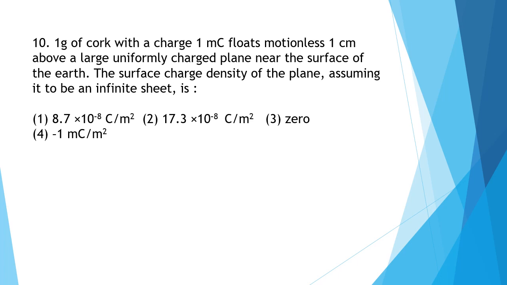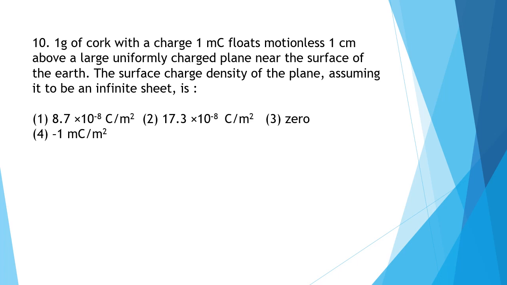Question 10. 1 gram of cork with a charge 1 millicoulomb floats motionless 1 centimeter above a large uniform charge plane near the surface of the earth. The surface charge density of the plane, assuming it to be an infinite sheet, is... So the cork is motionless. So when is this possible? When the weight of the cork is equal to the electrostatic force due to the uniformly charged plate of the earth's surface. So mg should be equal to q into electric field.